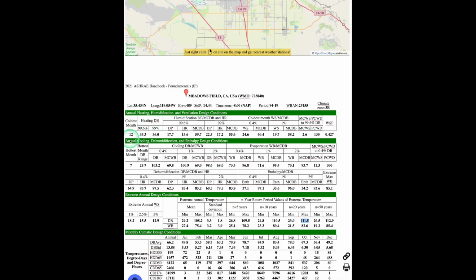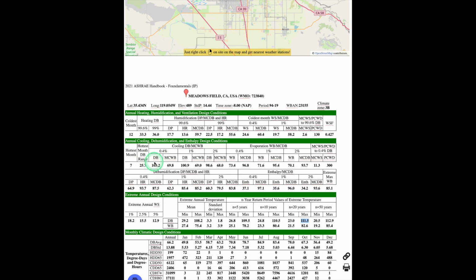For cooling, it gives us three different percentages: 0.4, 1%, and 2%. Again, what does this mean? So 0.4% is 35 hours in that season that it'll be hotter than 103 degrees. So we are really not looking for the hottest temperature, like 116 degrees in the year, and size a unit to that, because we're going to oversize the unit. How many hours does it really stay at 116 degrees?